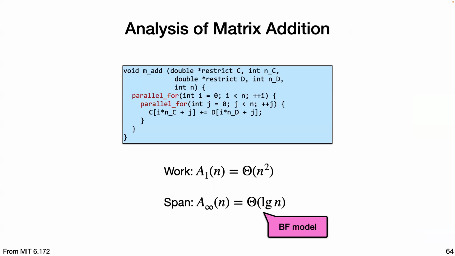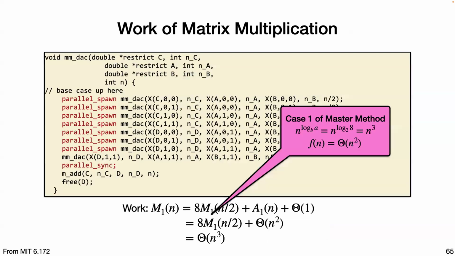And then the span is log n in the binary forking model, because the span of parallel for is log n. And there are 2 parallel fors. So when you think of the computation DAG, the outer one goes to log, and then each one of those has log coming off of it as well. So that's log plus log, which is theta log n. That make sense? Okay. And so we're going to use that in the work.